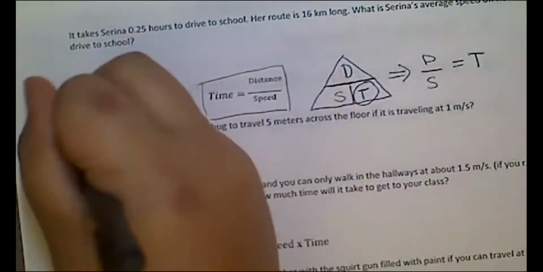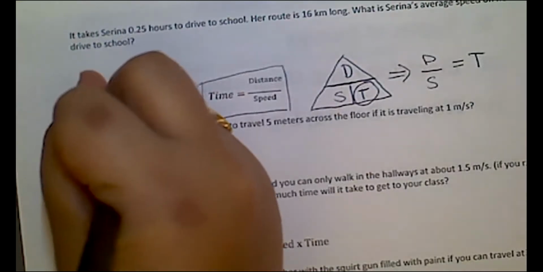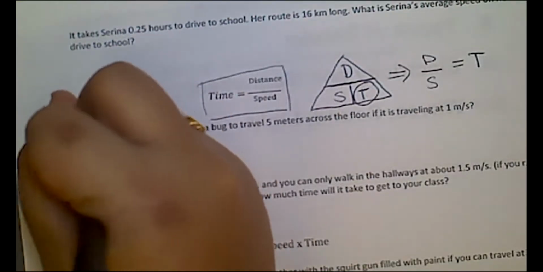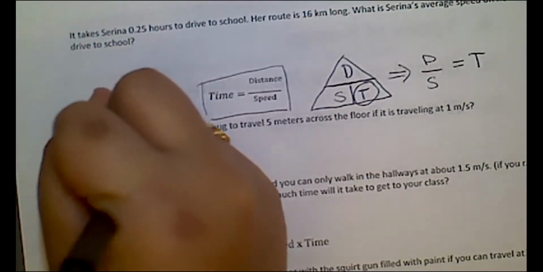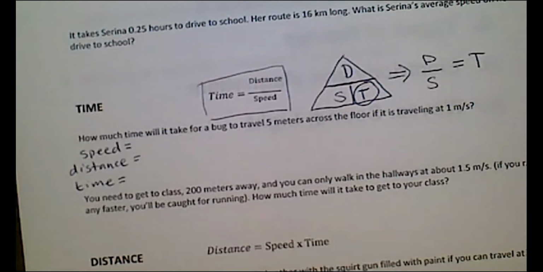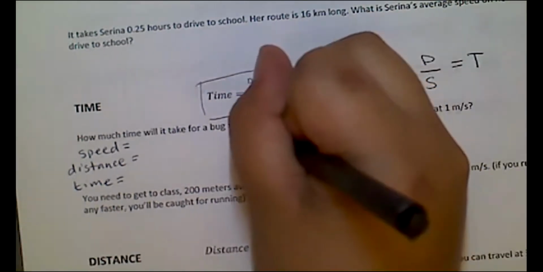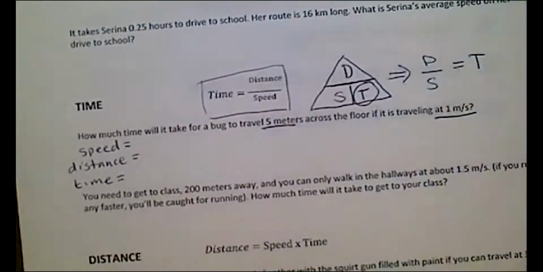So I'm gonna do my same deal over here. Speed equals, distance equals, and time equals. So I'm gonna read the problem. How much time will it take for a bug to travel 5 meters across the floor if it is traveling at 1 meter per second? So I'm going to underline any numbers. That's always important. Do I know a speed from this problem?